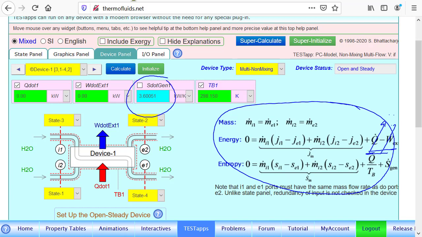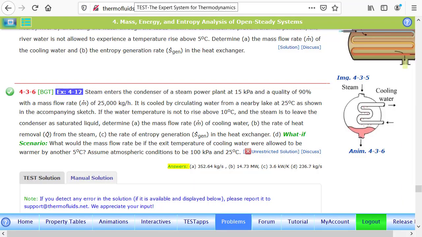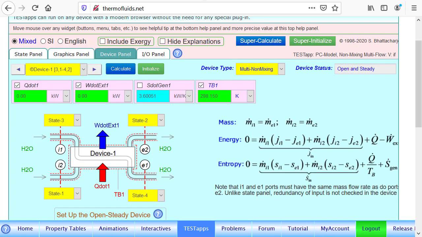If you go back to the solution page, you can quickly check. Notice the answer to the problem, part C: what is the rate of entropy generation? It is 3.6 kilowatt per Kelvin, and you can come back to our solution and take a look, and it is 3.6 kilowatt per Kelvin. So we got the correct answer.